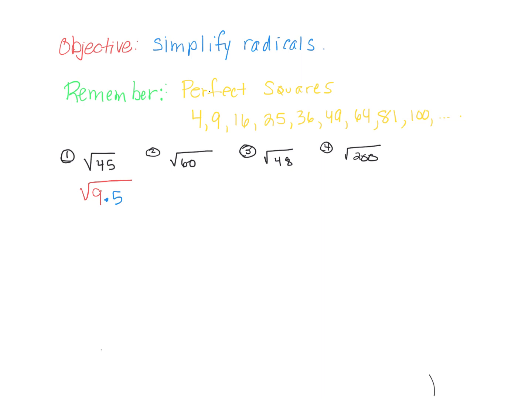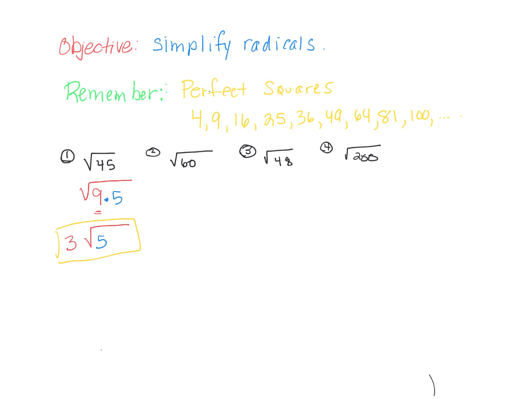But now what happens is that when we take the square root of this, the square root of 9 is 3. 5 is not a perfect square, and so therefore stays underneath the radical. And there is our simplified version of the square root of 45.